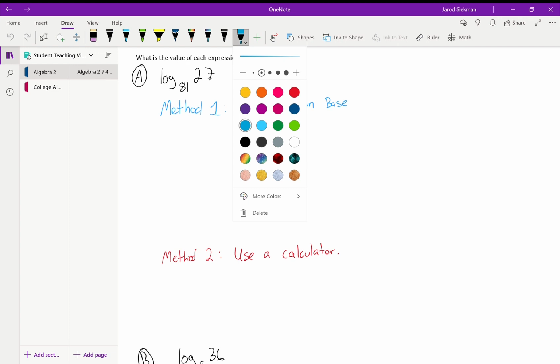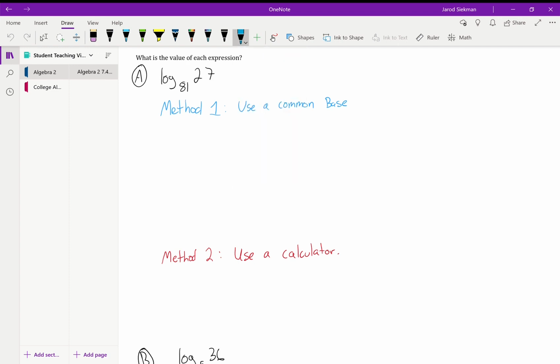So let's look at the first method. We want to use a common base. What do 81 and 27 have in common when it comes to exponents? They are both different exponents of 3. So 27 is 3 cubed, and 81 is 3 to the 4th. So we want to use 3 as our new base.